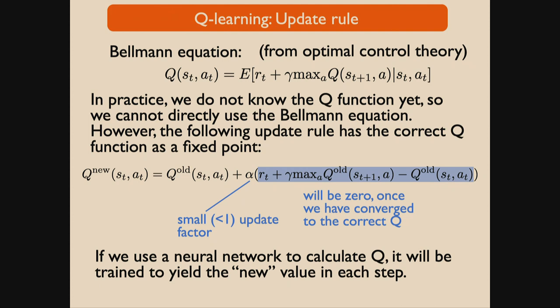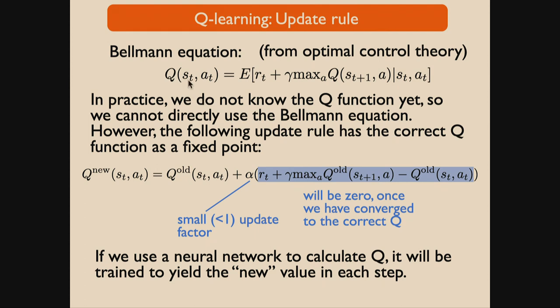So the equation we start from is one of those equations that seems true but a little bit pointless. It's called the Bellman equation. It has been around a long time from optimal control theory. And works like this. It's a kind of recursive equation.